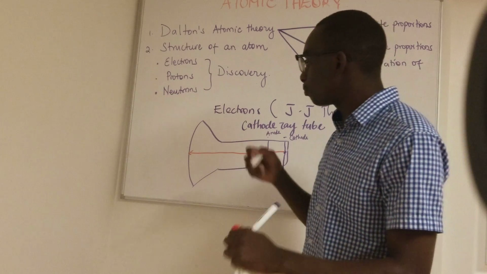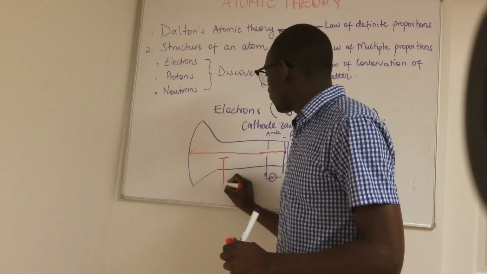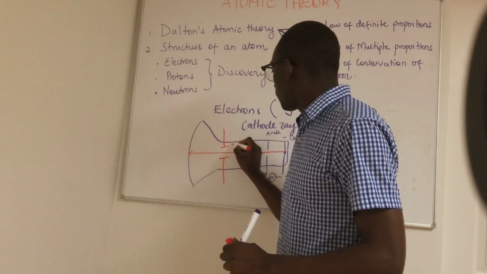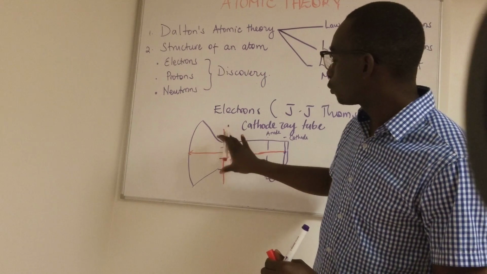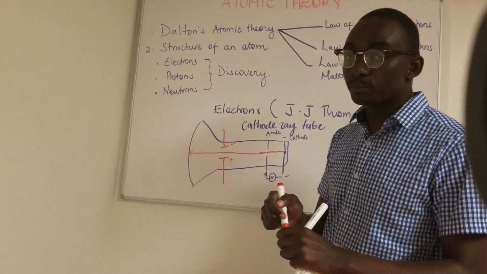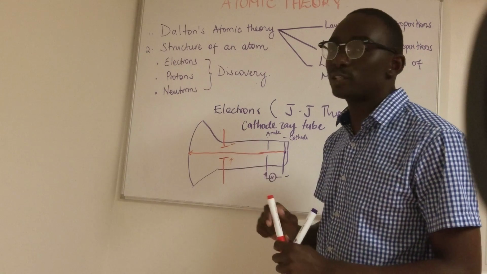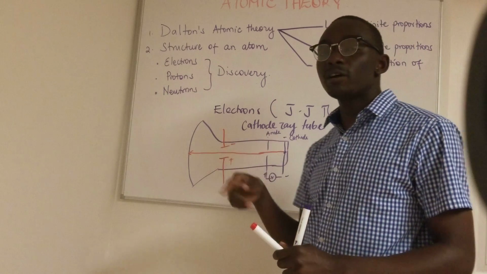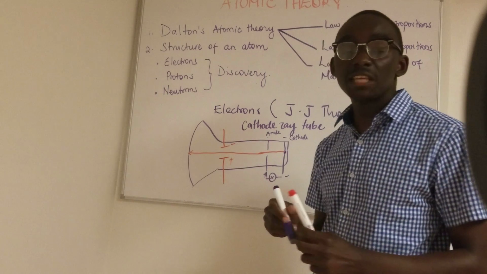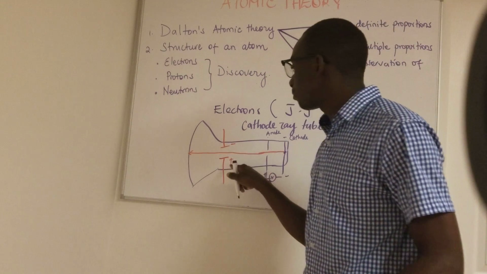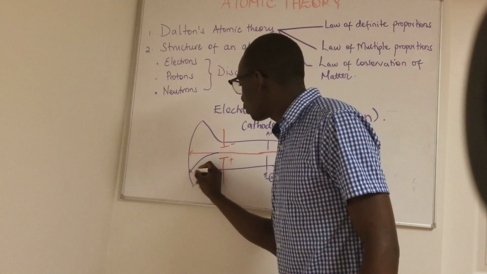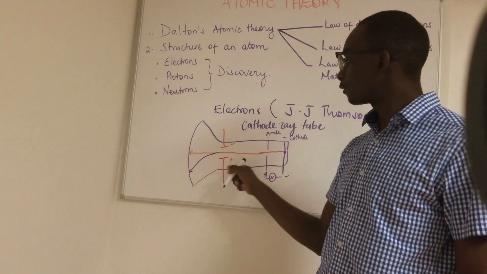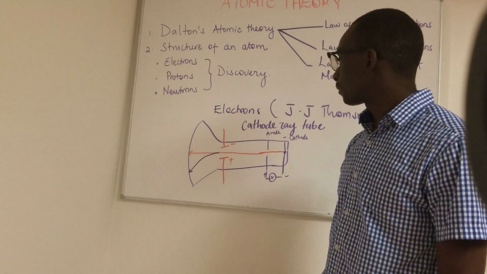Then further, he manipulated this other part and introduced what we call an electric field. He put two plates, a negative and positive plate, and connected these two to electricity. So they introduced an electric field in between. When this beam passed through, it was deflected towards the positive plate. So this beam of electrons did not go straight, but it bent towards the positive plate.